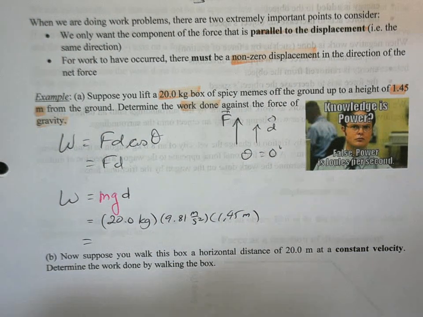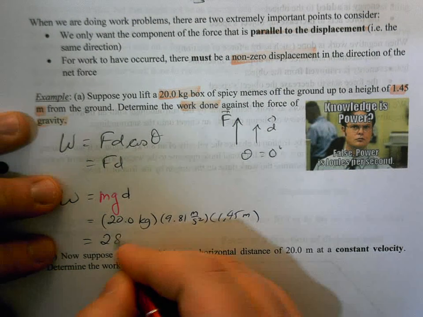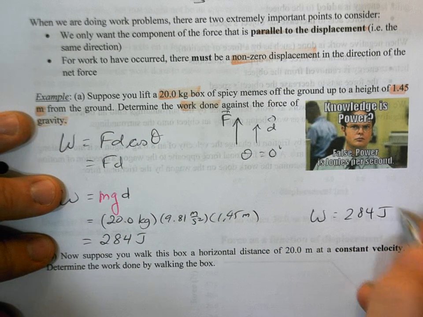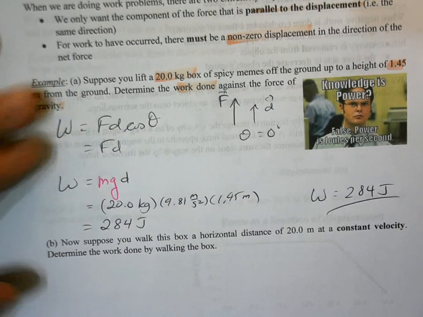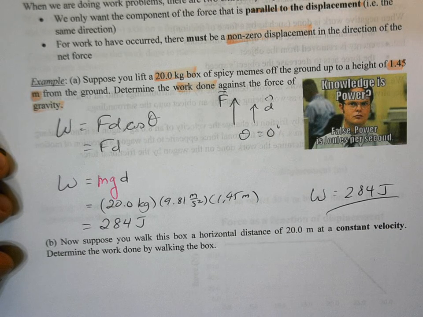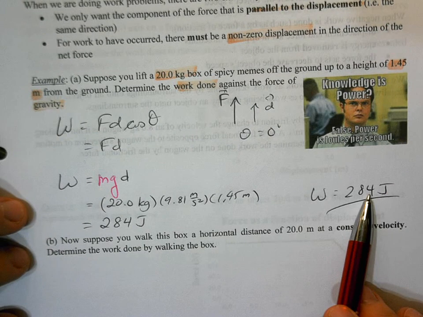So for this, we are going to get about 284 joules. So what this is telling somebody is, if you want to lift something up against the force of gravity and you want to lift it up 1.45 meters, you will need to put in 284 joules of work in order to accomplish that goal.